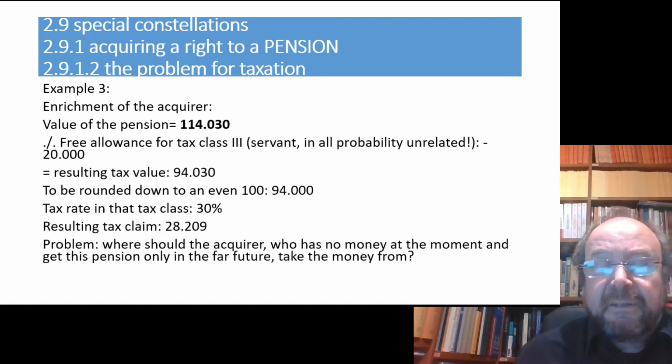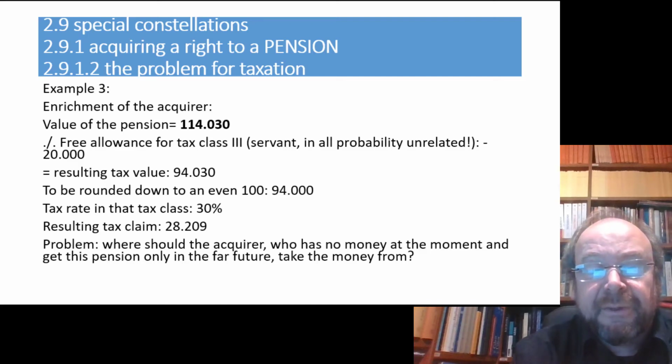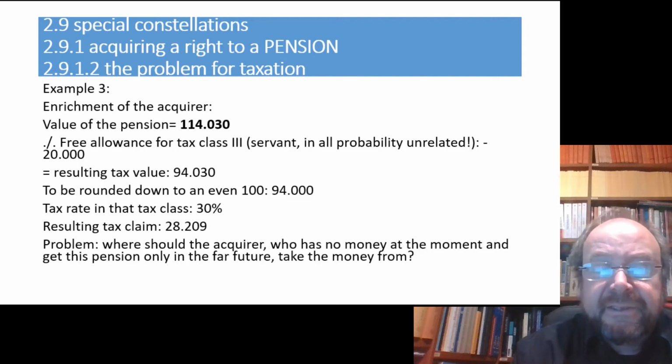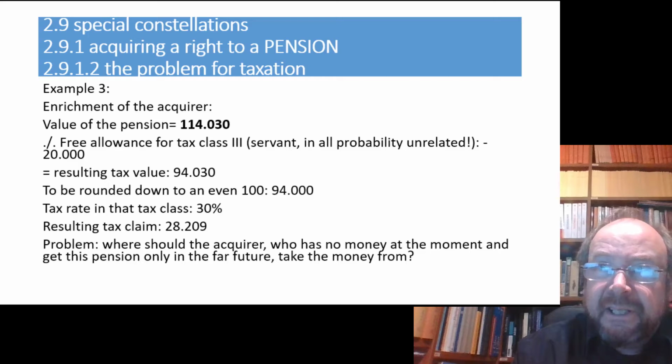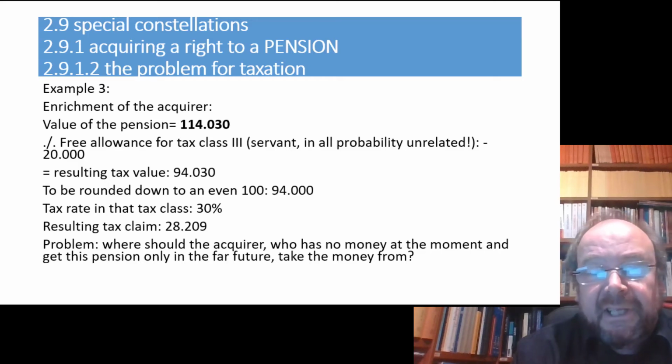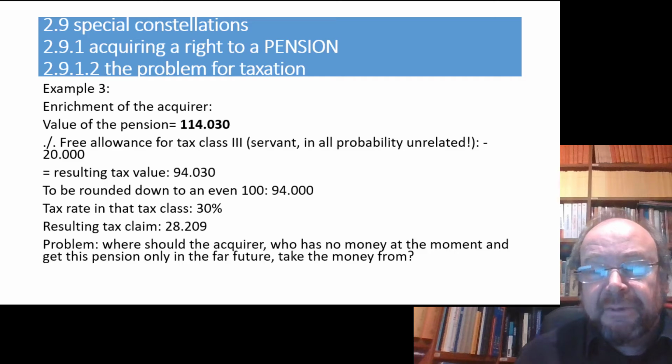Even worse, in example number 3, there is a pension with a value of 114,030. The free allowance is 20,000. 94,030, or rounded down, 94,000 is the value of the taxable acquisition. 28,209 is the tax, but the first money flows in 10 years. How can our friend here think about paying the tax? Evidently, all that seems to be impossible. We need a special idea to help these people.